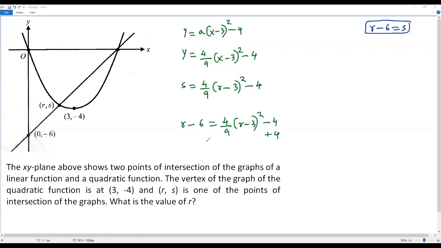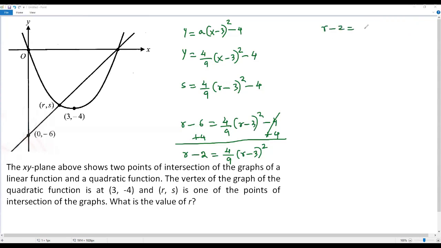Now let me add 4 to both sides. When I add 4 to both sides, this negative 4 and positive 4 will cancel. Then on the left, when I combine negative 6 and positive 4, I'm getting negative 2. Then we get 4 over 9 times (r minus 3) whole squared. Let me erase this one and continue the problem. r minus 2 equals 4 over 9 times (r minus 3) whole squared. To get rid of the denominator 9 here, I multiply both sides of this equation by 9.